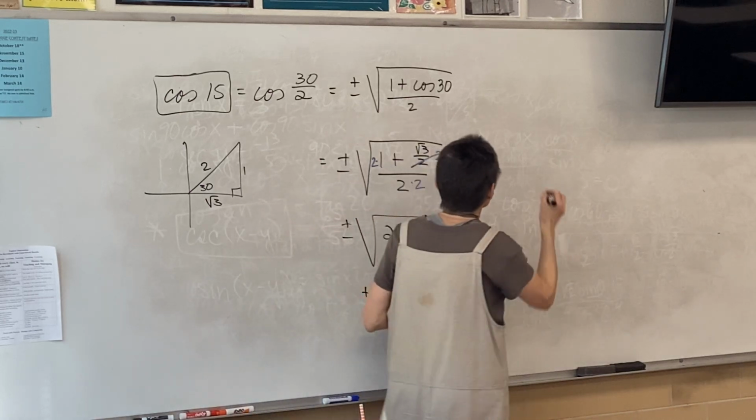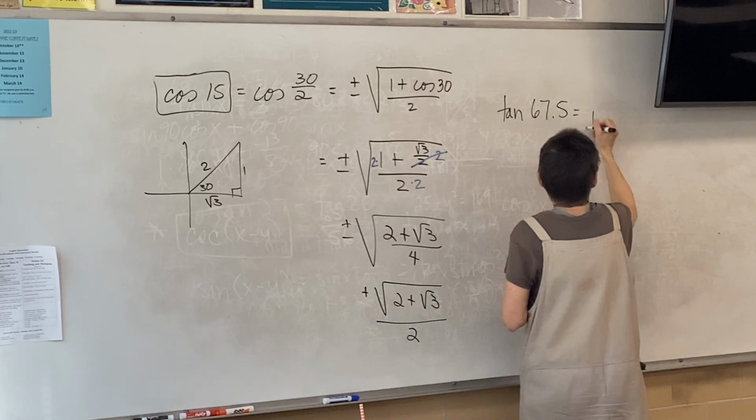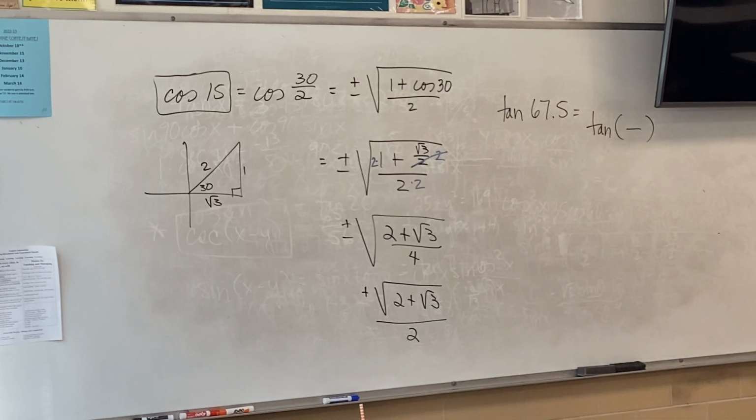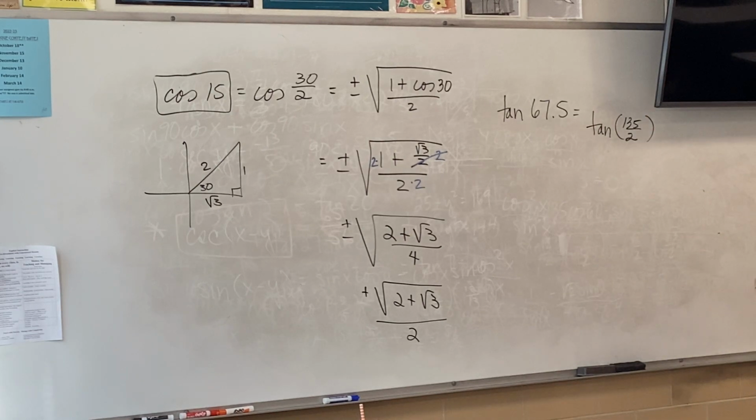Let's look at the next one. Tangent 67.5. Okay, so we're going to write 67.5 as half of something. Well, that's pretty easy. 67.5 is half of 135. So we're going to do 135 over 2. The tangent of 67.5, we're going to rewrite as the tangent of 135 over 2.